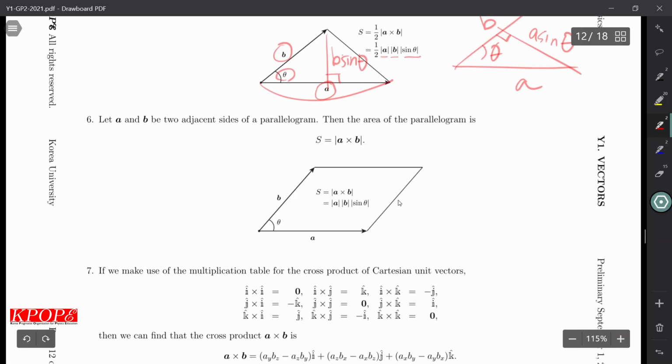Why don't we consider the area of a parallelogram? They have parallel sides. Okay? So the area of a parallelogram is exactly the same as the area of a triangle, except that we do not have a factor 1/2.